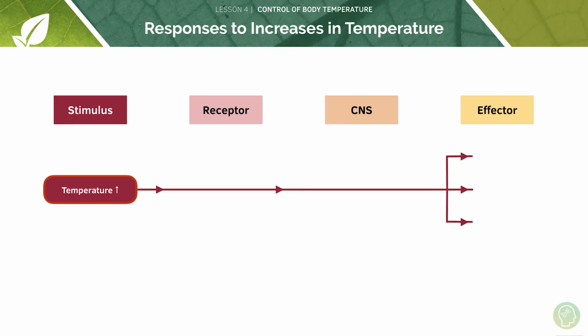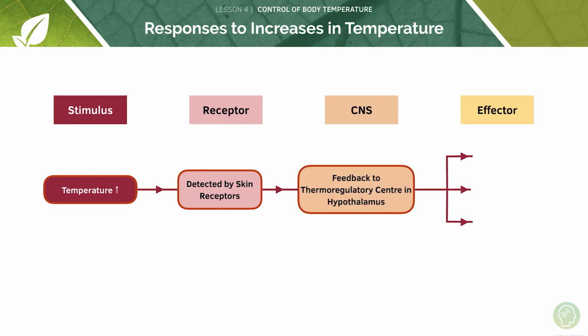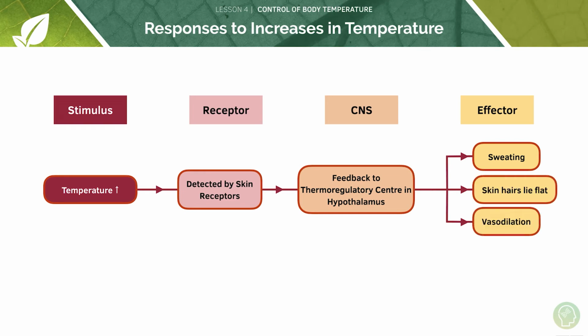So for example, if the temperature is too high, it's going to first of all be detected by a receptor of some kind, and we know that your skin has receptors, so let's say it's detected by a skin receptor. You're then going to get nervous impulses transmitting this information back to the thermoregulatory centre in the hypothalamus. So we call that feedback, because your receptors are feeding back to your regulatory centre. We're then going to get effector mechanisms occurring. So when your temperature is too high, these are going to be your 3 effector mechanisms.